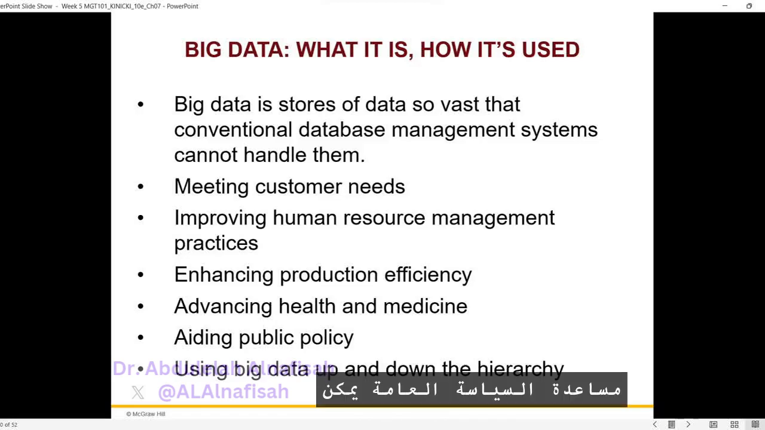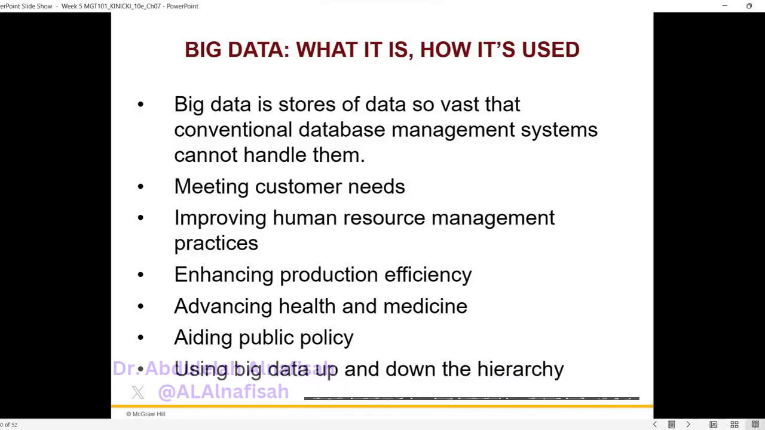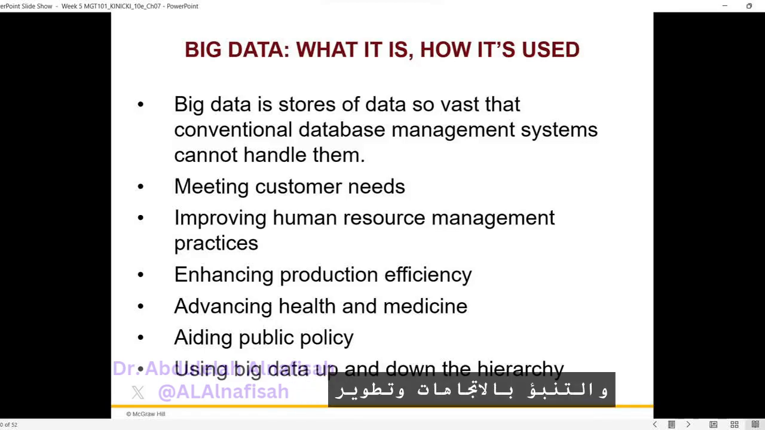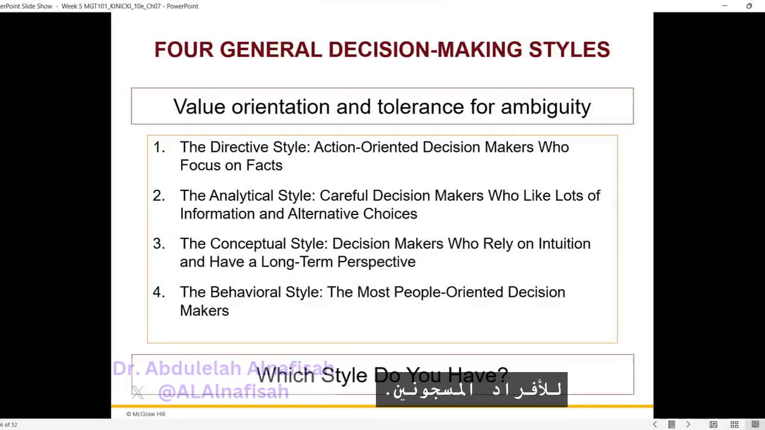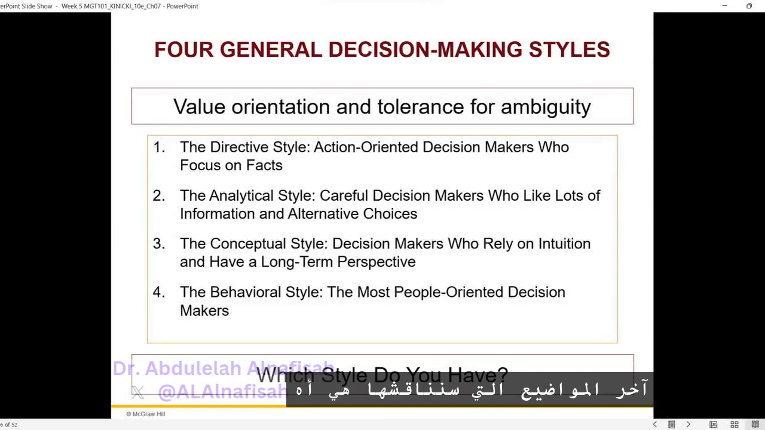Aiding public policy. Big data can support evidence-based decision-making in public policy. By analyzing large data sets, policymakers can gain insights into social issues, predict trends, and develop targeted interventions. For example, analyzing data on the correlation between mental illness and the prison population can help inform better diagnoses and care for incarcerated individuals.